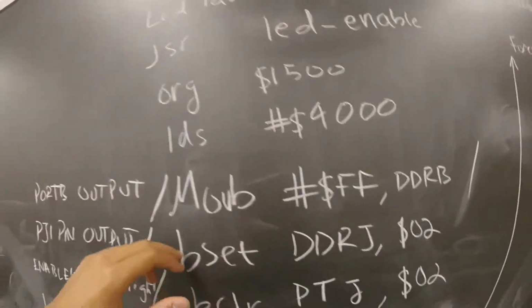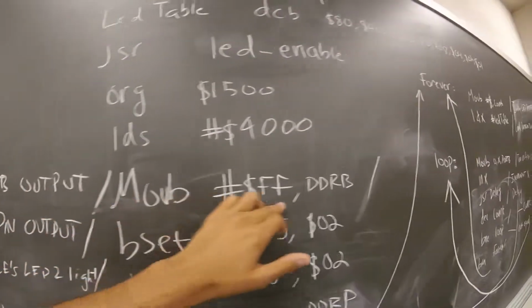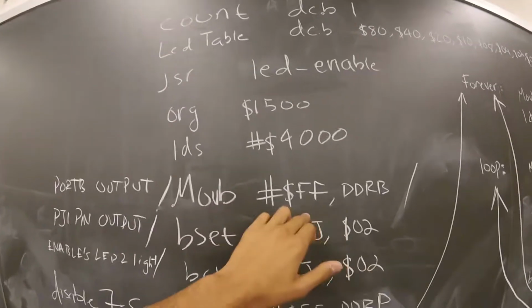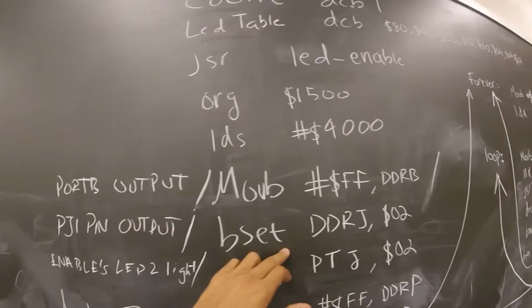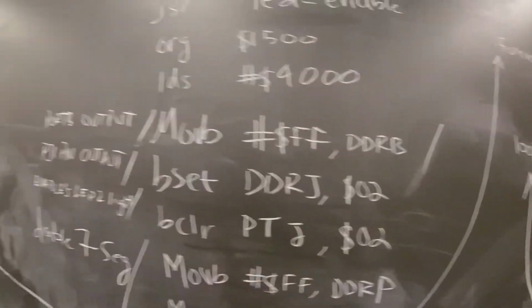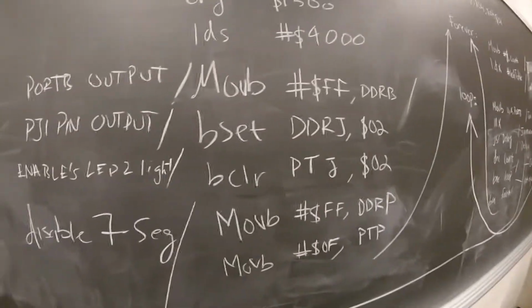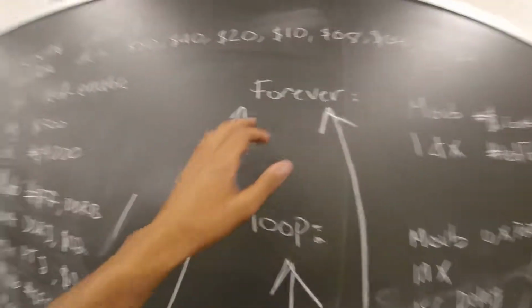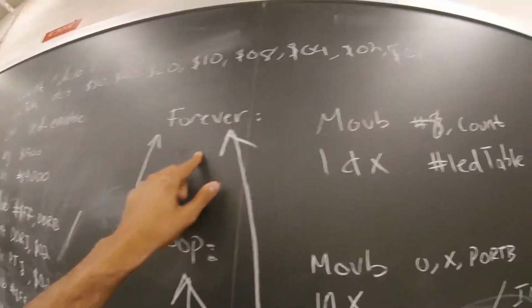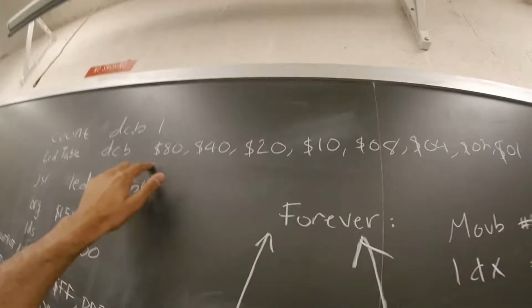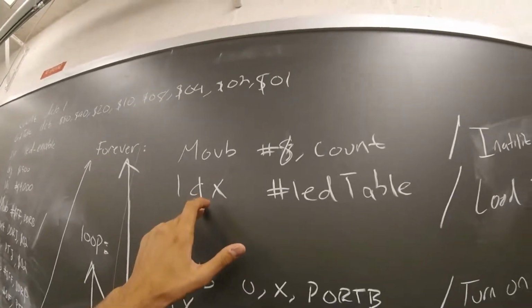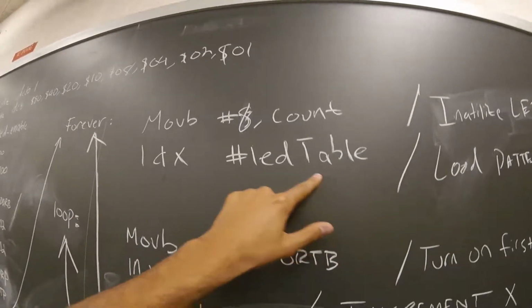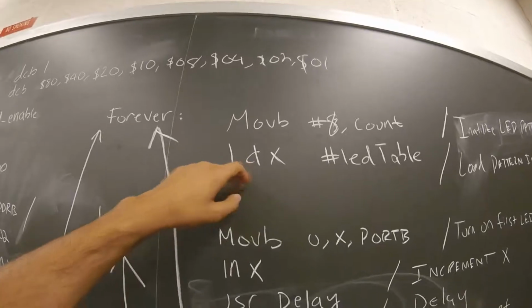Load stack pointer 4000. This is making port B the output. This makes pin J1 output, which enables the LEDs for us. It disables the 7-segment. And then we jump, the code continues over here. Move byte number 8 into count. That's the total number of values we have. And then we load the LED table into the X register.